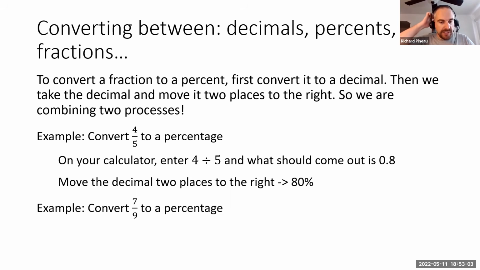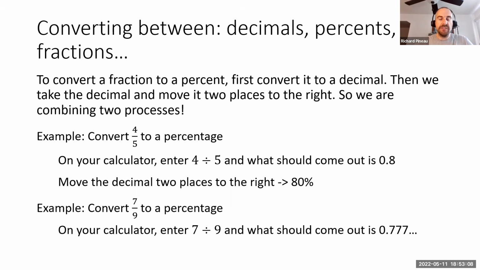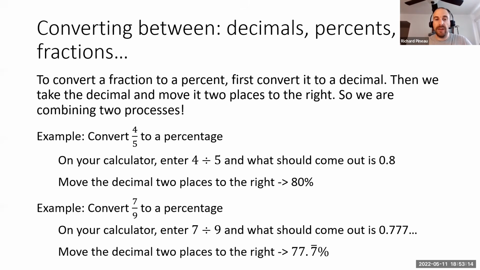If we want to do this with 7/9, it works the same way. 7 divided by 9 into the calculator, and out comes 0.777. We know that's going to keep repeating. That's okay, that's why the ellipsis is there, the dot, dot, dot. Moving that decimal place 2 digits to the right, we get 77.7%. And you'll notice I put the bar above the 7 in the 10th spot, letting you and I know that that decimal continues. It repeats.